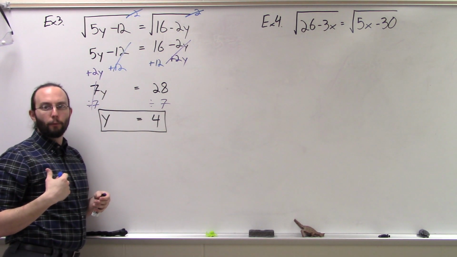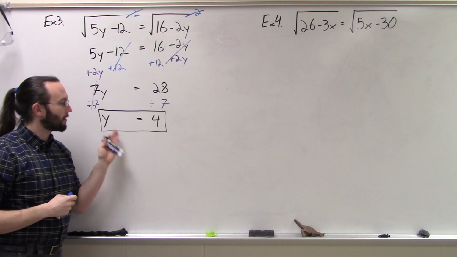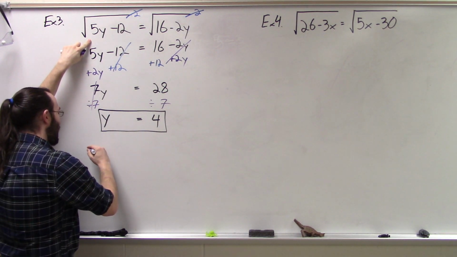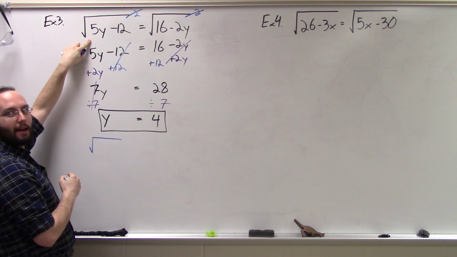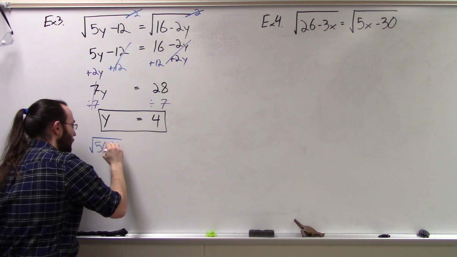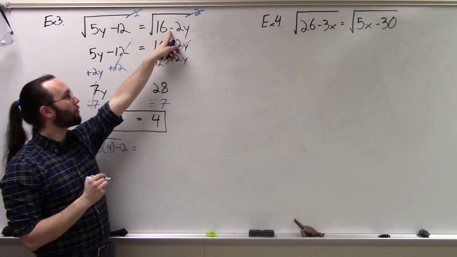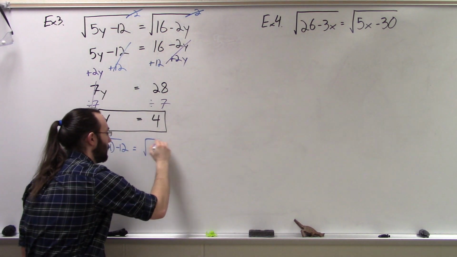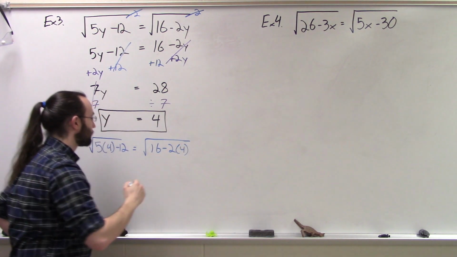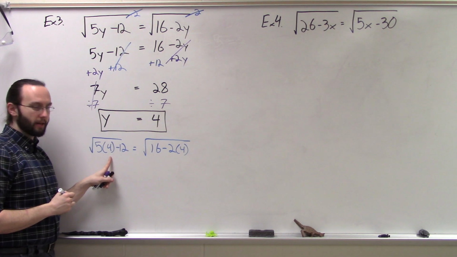So like before, we do want to double check that that 4 is actually correct. I'm making the claim that y is 4 here. Let's see if that's true. If y is 4, then if I take that 4, multiply it by 5 and subtract 12, that needs to be equal to the right side, 16 minus 2 times 4.